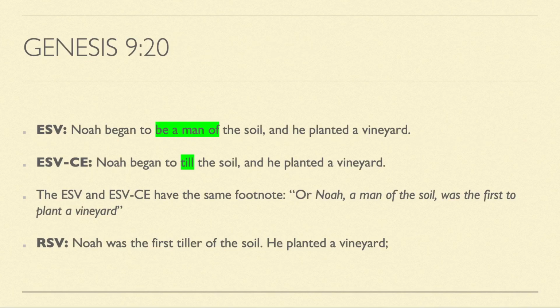Now, let's take a look at Genesis 9:20. In the ESV, it says Noah began to be a man of the soil, whereas in the CE, it says Noah began to till the soil. I found this to be an interesting and almost random change. The closest to a rationale I could find behind it was that in the RSV, it says that Noah was the first tiller of the soil.